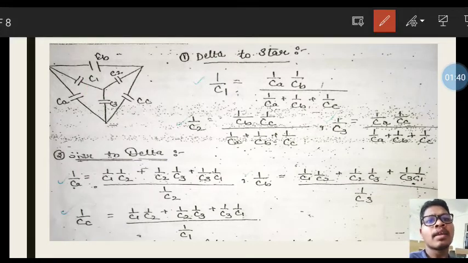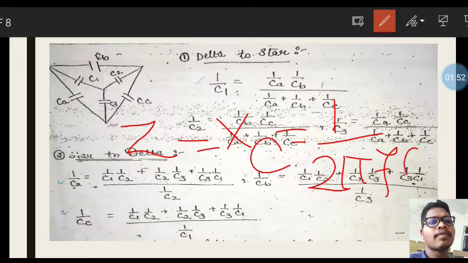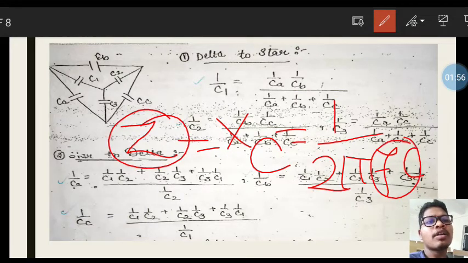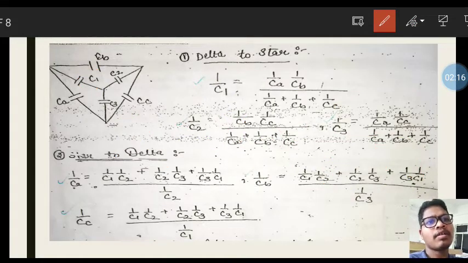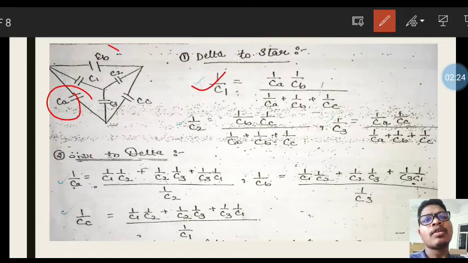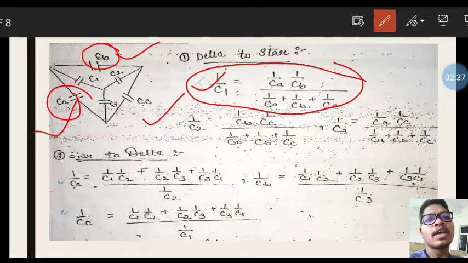We know the formula Z is equal to XC, that is capacitive reactance, is equal to 1 by 2 pi fC. Here Z is inversely proportional to the capacitance value, so for C1 this impedance we need to write 1 by C1, because only the capacitance value is there. For 1 by C1, the same formula is put here: 1 by CA into 1 by CB divided by the total, that is 1 by CA plus 1 by CB plus 1 by CC. This is the value of the star connected C1.